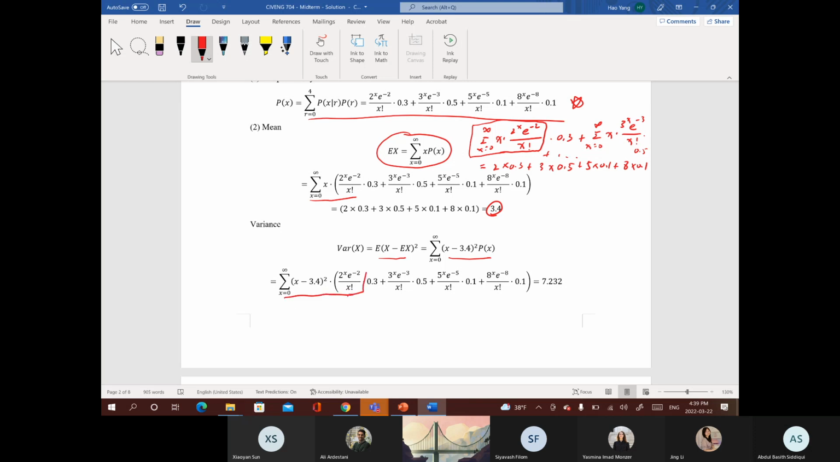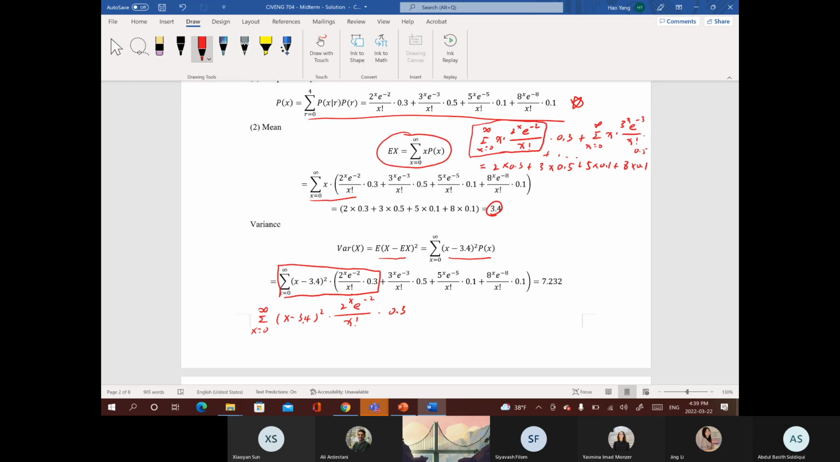Let me just take the first component out so you can see how you're going to work with the rest. So for the first component, you get the sum over x from 0 to infinity of (x minus 3.4) squared times 2^x e^(-2) over x factorial. But what are you going to do?